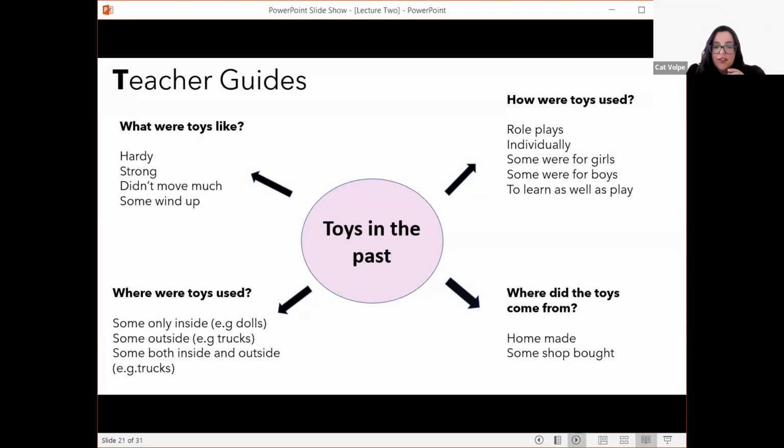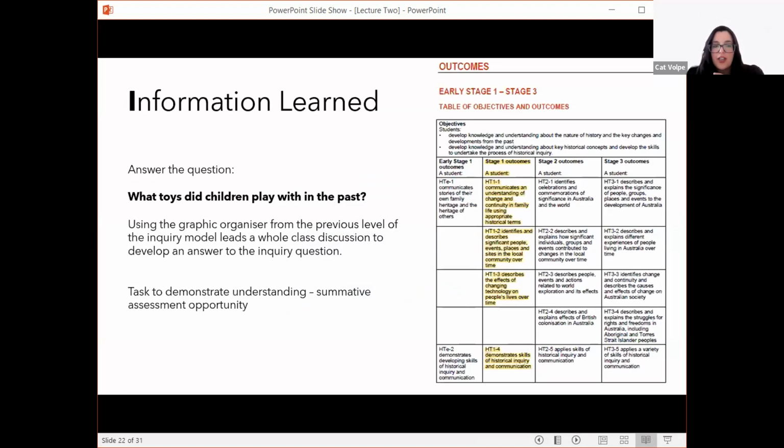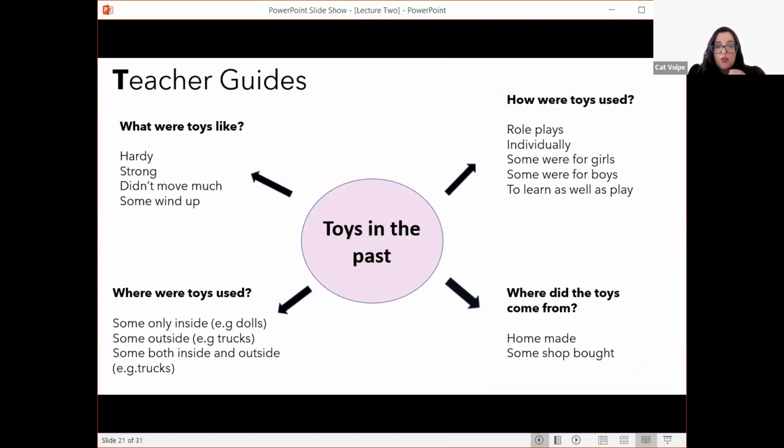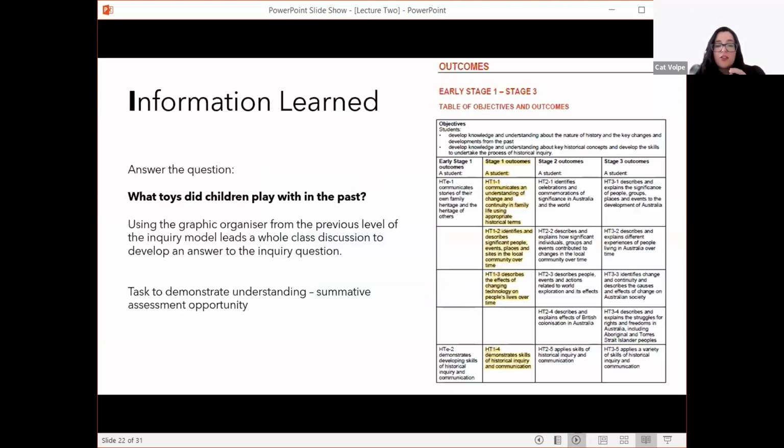So the next stage is the information learned stage. And this is the stage where students are basically answering the question that you posed at the beginning of the sequence and being able to use the information that they've put together in the previous stage, the teacher guide stage, put it together in some sort of product that they provide to you.